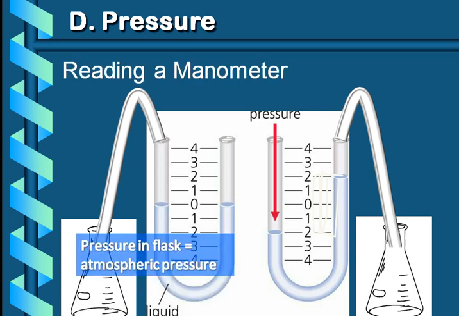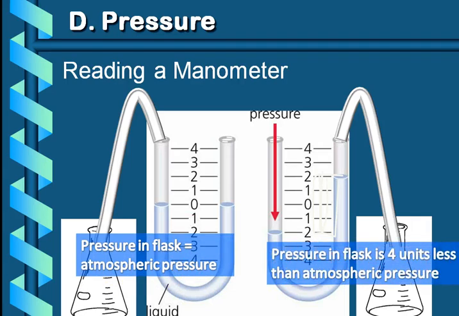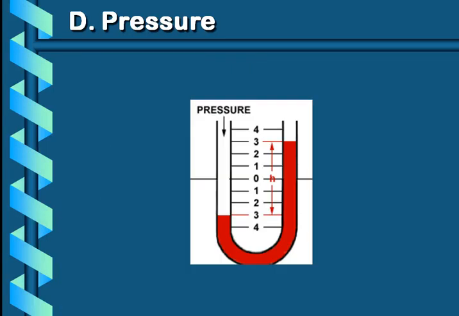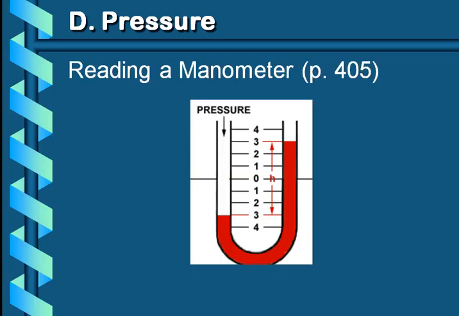So pressure in the flask is going to equal the atmospheric pressure on the left. And on the right, it's 4 units less than the atmospheric pressure because of the fact that Big Bird is sitting down on that bed. So if you want to know more about reading a manometer, please refer to page 405 in your book.